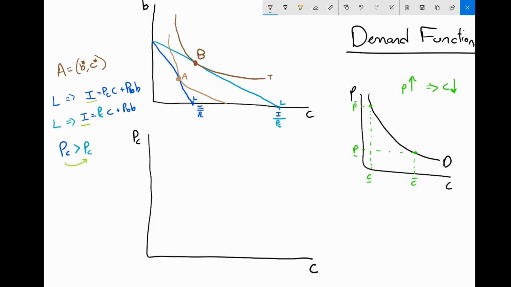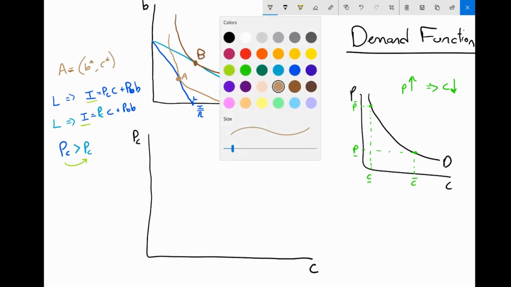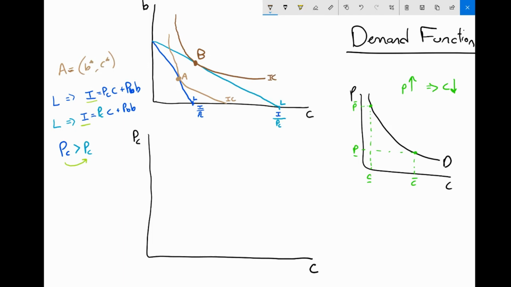So here's an indifference curve. And so now they're going to get C star. Sorry, I have to get my colors right. Okay, so now they're going to get some bundle B. And bundle B is going to have a higher quantity of bagels and coffee. The reason that it has more is because now coffee is cheaper, and so the same amount of income can buy them both more coffee and more bagels.